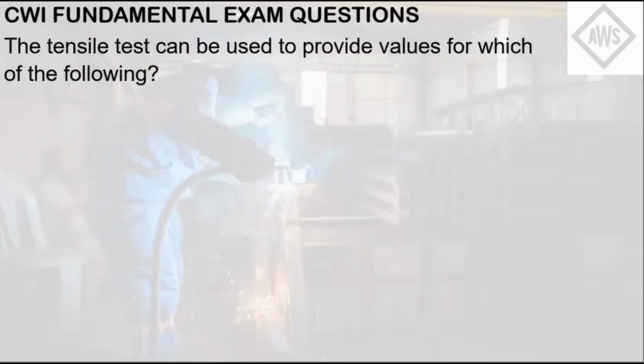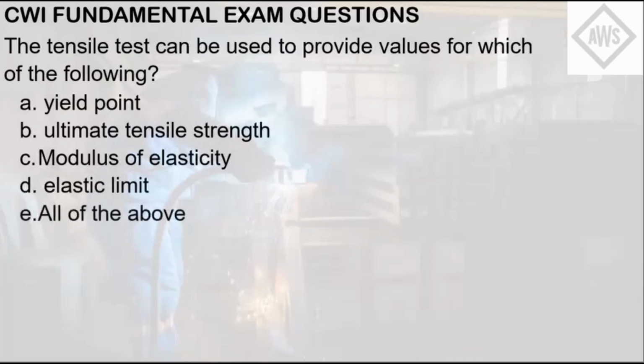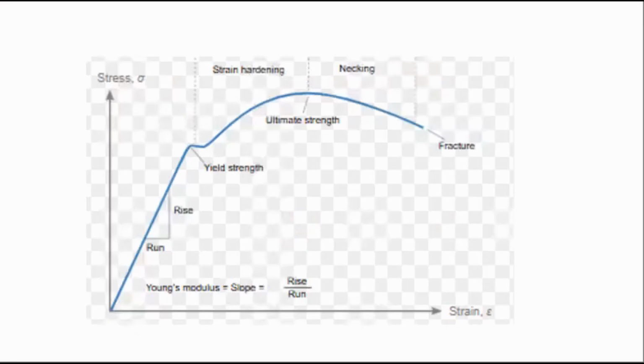The tensile test can be used to provide values for each of the following. Letter A, yield point. Letter B, ultimate tensile strength. Letter C, modulus of elasticity. Letter D, elastic limit. Letter E, all of the above. So this question can be best explained through a diagram right here. As you can see here, the Young's modulus or the modulus of elasticity can be found here, the part wherein the stress and strain are still linear. Basically, the rise and run are in proportion to each other.